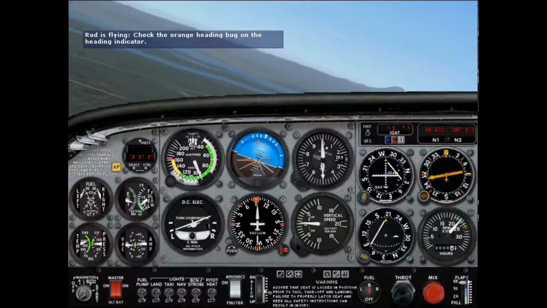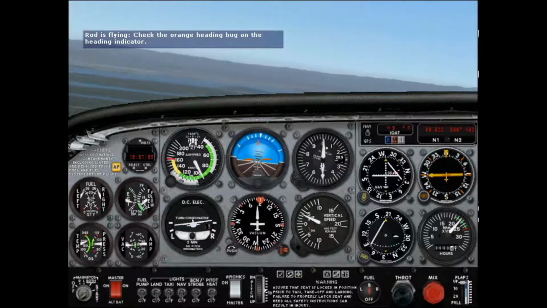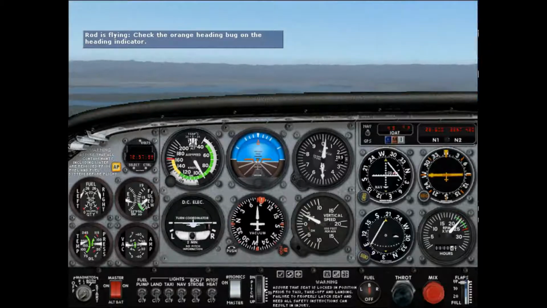So you now know how to turn the airplane. Combine that with the other lessons in the student pilot lessons and you're well on your way to piloting an airplane anywhere you want to go.